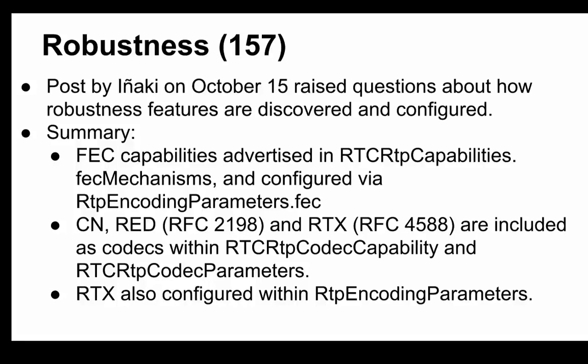Now, of course, this assumes that we actually have a set of enumerated FEC mechanisms, which we don't really have right now in RTP usage. But in theory, if we had them, we could do it this way. And then the comfort noise, redundancy, and retransmission are included as codecs. So they're advertised within RTC RTP codec capability, and then you set them via RTC RTP codec parameters. Now, in addition to that, RTX is also configured within RTP encoding parameters. So there's these two places where you configure RTX, as a codec and then in the encoding parameters. Next slide.